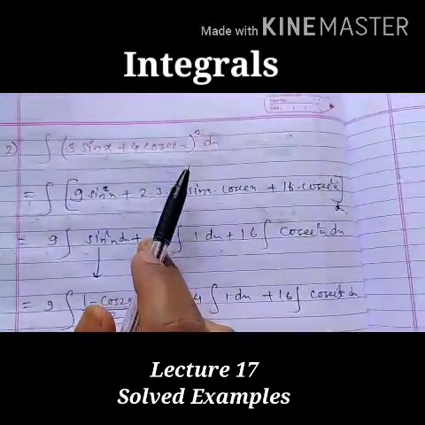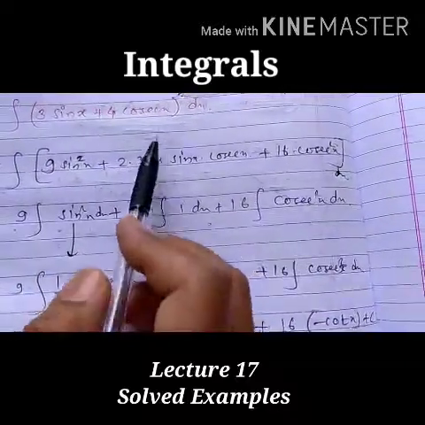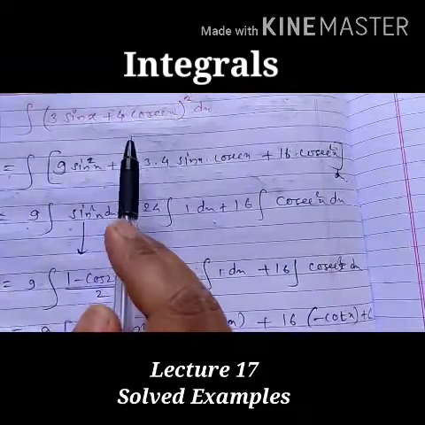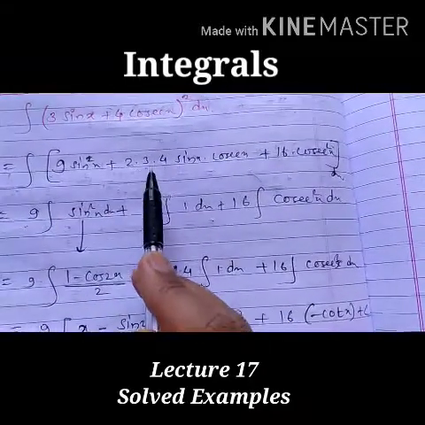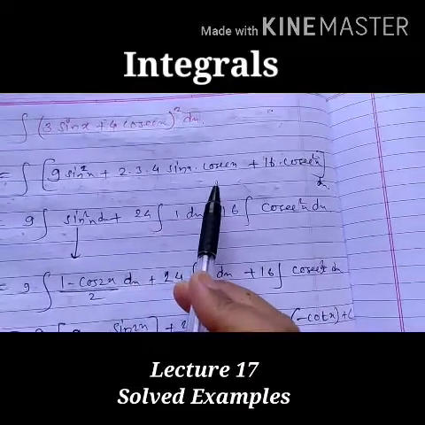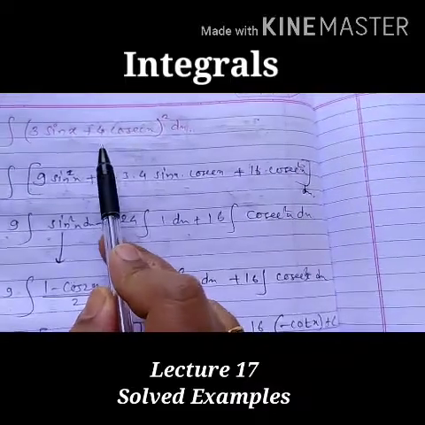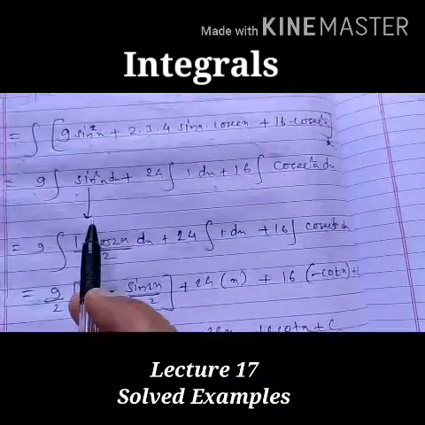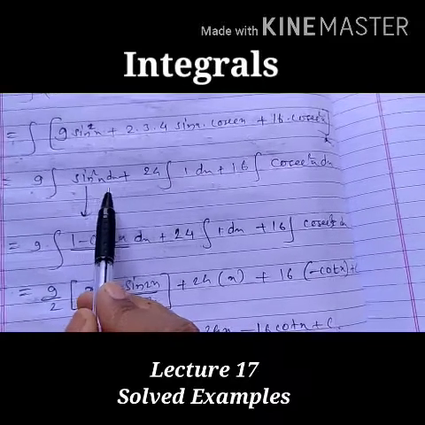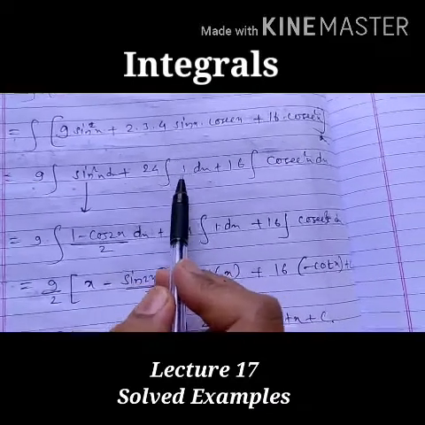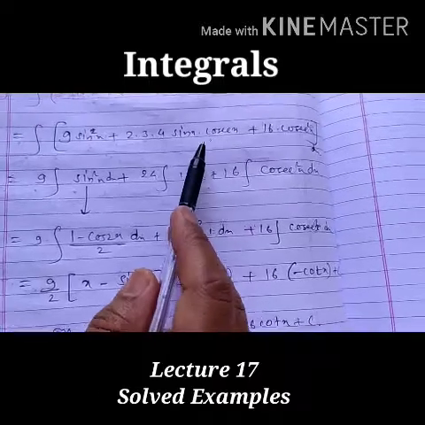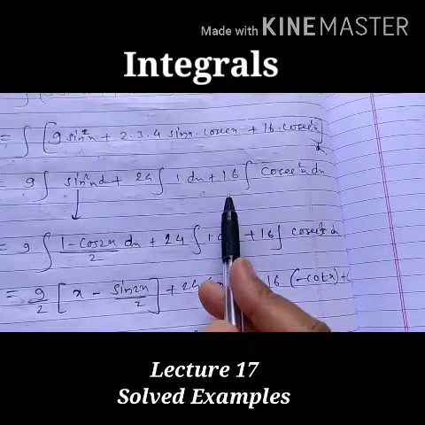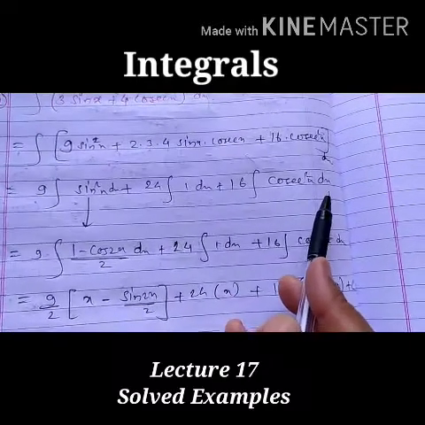Now we'll simplify the bracket. It will be 9 times sin square x plus twice of a into b, that is twice of 3 into 4 into sin x into cosec x, plus second term square, that is 4 square, that is 16, and cosec square as it is. Now we'll separate the integral. It will be 9 integration of sin square x dx plus 24 integration of 1 dx, because sin x and cosec x both are the reciprocals of each other, so their product will be 1. Now plus 16 integration of cosec square x dx.